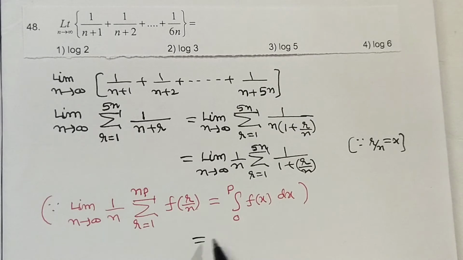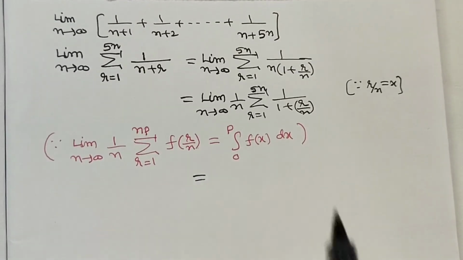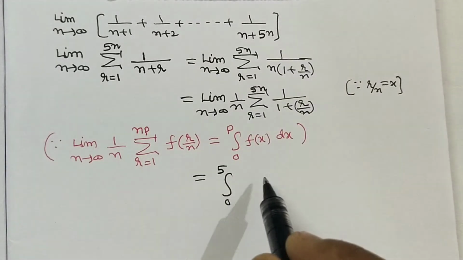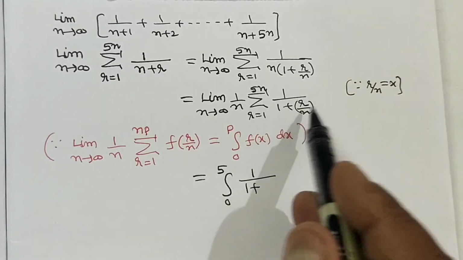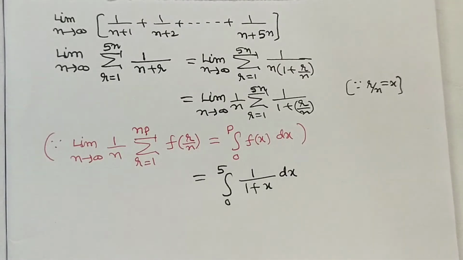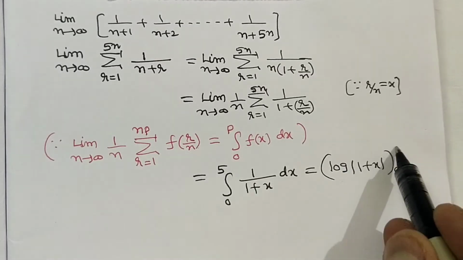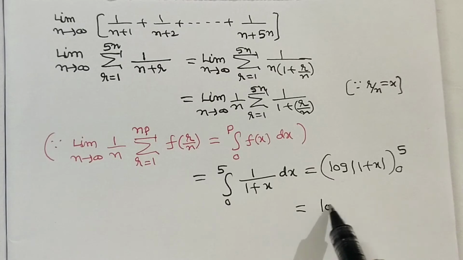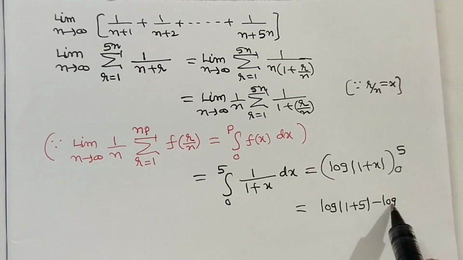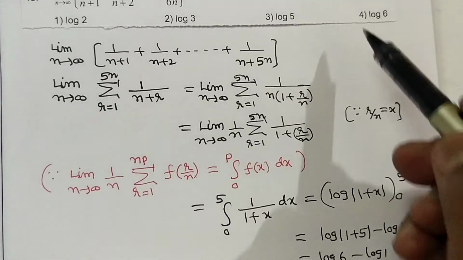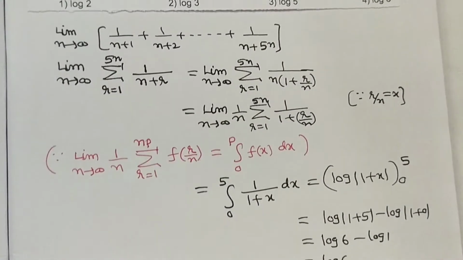So we can write the above as integral 0 to 5 of 1 by 1 plus x dx, where r by n value is x. Integral of 1 by x is log mod x, we know that. So log mod 1 plus x, applying the limits 0 to 5, which is equal to log mod 1 plus 5 minus log mod 1 plus 0. So log 6 minus log 1. Log 1 value is 0. So log 6, which is there in the fourth option. We'll move to the next question.